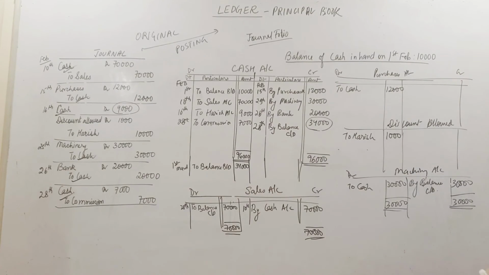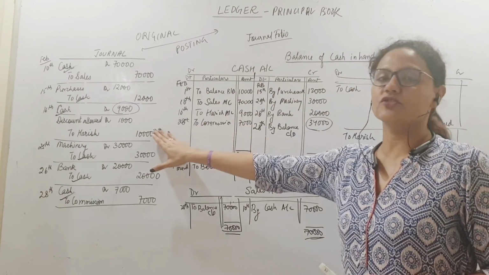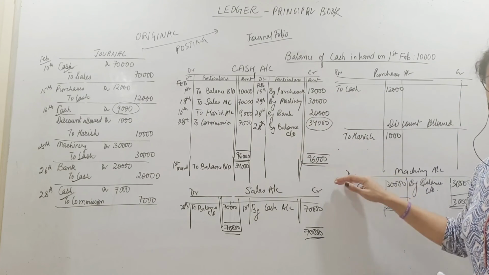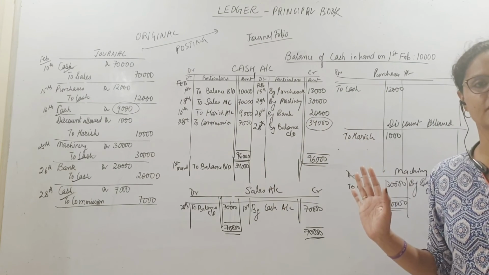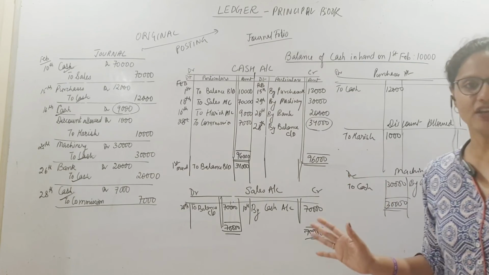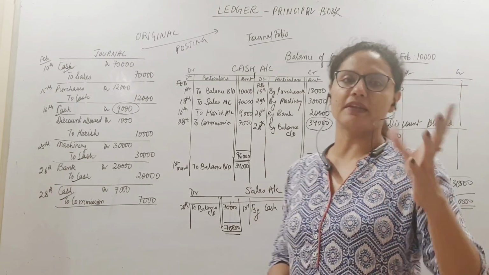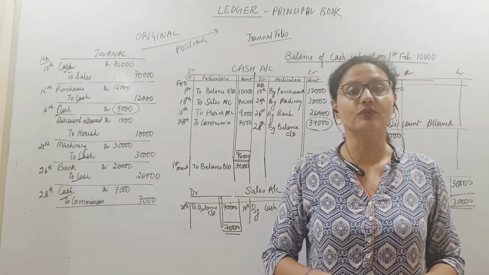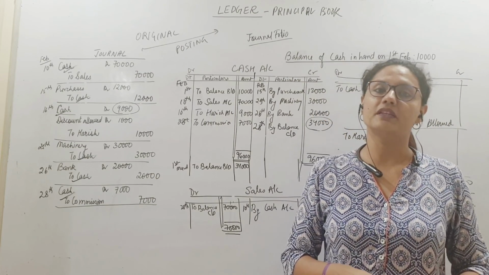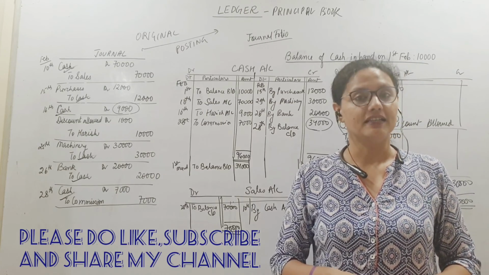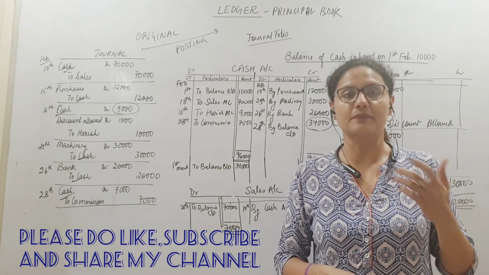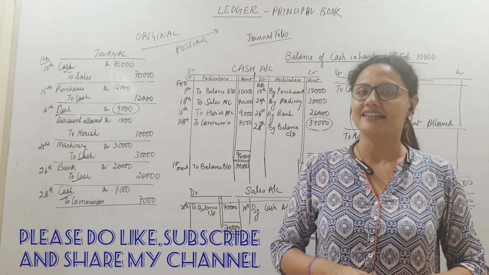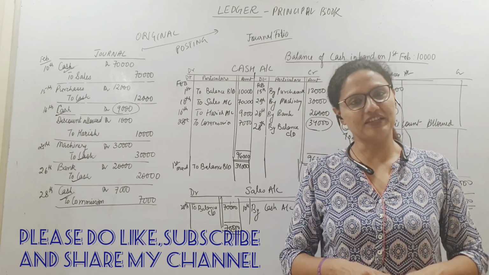So this is how we post from the journal to the ledger: post, total, balance, and that's it. Enjoyed it? So for ledger, please practice more sums. Okay, and in my next video I'll show you how to post from the different books of journal, that is subsidiary books, purchase book, sales book, all those postings we will discuss. Clear? Okay. Thank you so much for watching.